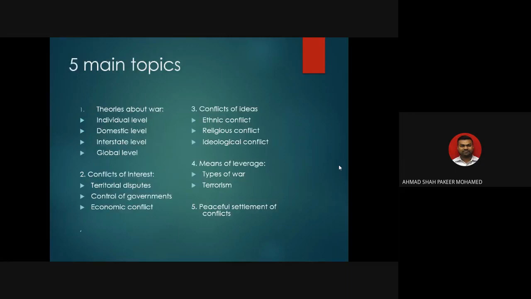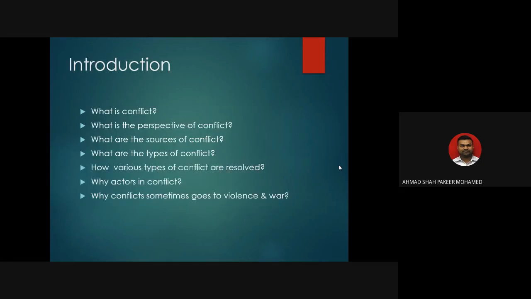Okay, so the five main topics in this chapter. First, I'm going to touch on theories about war: individual level, domestic, interstate, global. Second, we will focus on conflict of interest, so focusing on territorial dispute, control of government, economic conflict. The third will be the conflict of ideas: ethnic conflict, religion, ideology, and then means of leverage, for example war and terrorism. And the last will be the peaceful settlement of conflict.